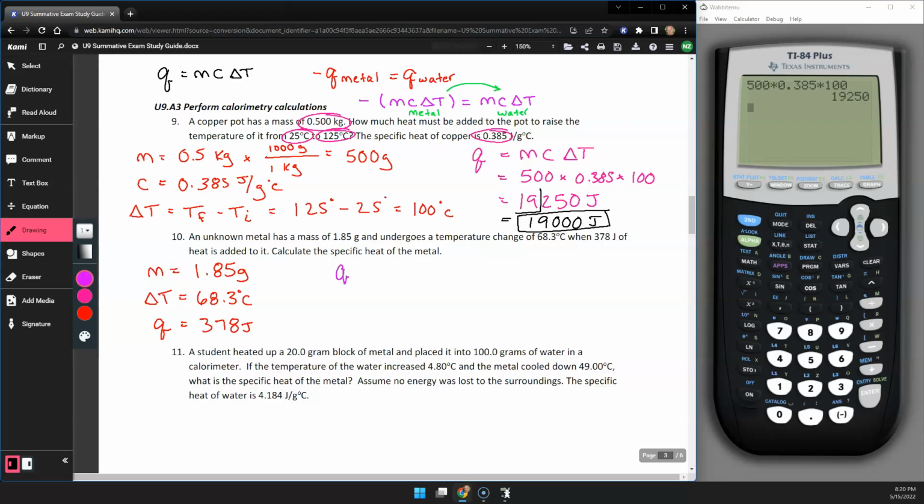Okay, so Q equals mc delta T. To get c by itself, let's divide both sides by m delta T. So we'll end up with c equals Q over m delta T. Okay, so c is going to be equal to our Q value, which is 378 joules. We've got our mass, which is 1.85 grams. And then our change in temperature, which is 68.3 degrees Celsius.